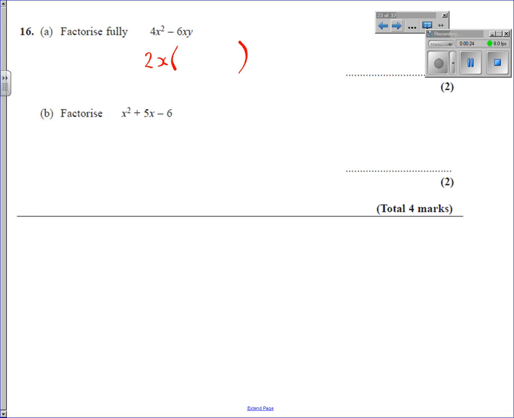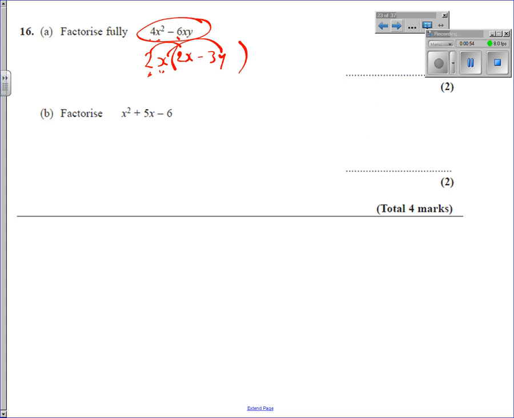In terms of getting back to the final answer, well, I've got my 2 already, and I want to get 4, so it's got to be 2. I've got my x, I want x squared, that's got to be x, that part's done. I've got 2, I want to get to 6, well, that's got to be 3. I've got x, I want to get xy, so pop a y in. Now don't stop there, check your answer is correct, so go back, expand it, and double check you get back to this answer. And if you don't, you've made a mistake. If you have, great, move on.